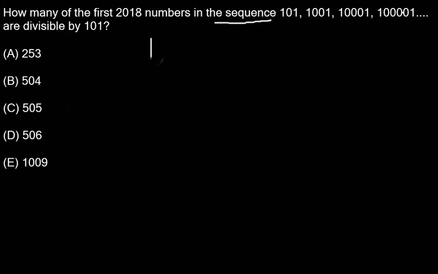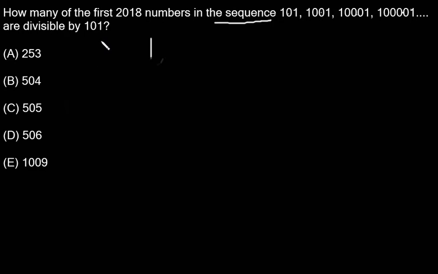It says, how many of the first 2018 numbers in the sequence 101, 1001, 10001, 100001, and so on are divisible by 101? So when I look at the word sequence, I want to look at patterns, right? That's the key. Is there a pattern between each number divisible by 101? Is there a pattern in the zeros? And we see that there is. The terms in this sequence just increase by a zero in each term. And so how many are divisible by 101?